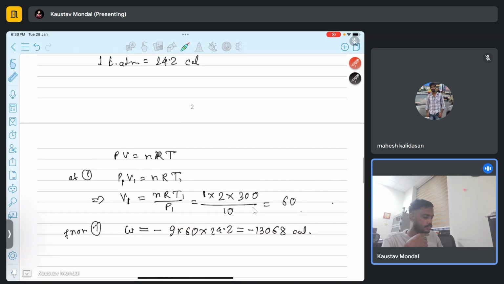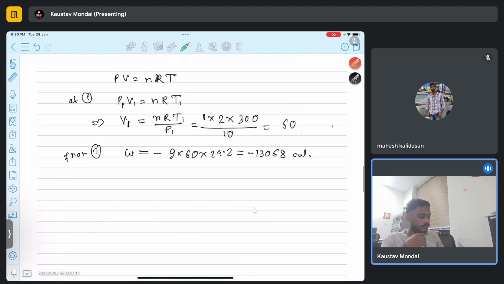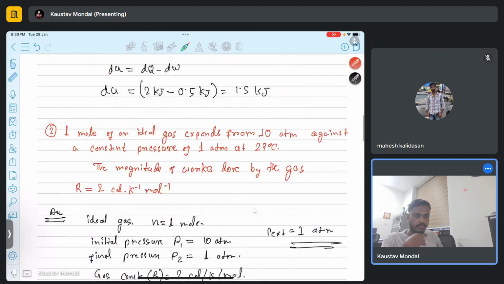And after substituting all of this in this main equation, we get the work done, that is 13068, right? So this is the problem. Okay, I hope you understood.